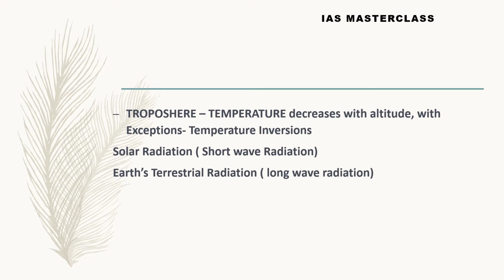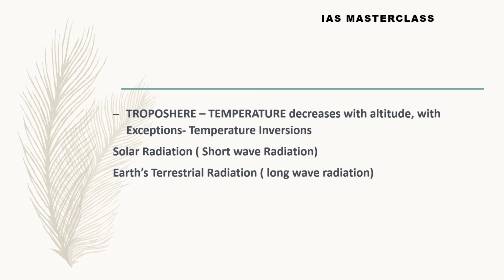heat from. Hence the atmosphere is primarily heated not directly from the sun's rays, incoming solar radiation, but from terrestrial radiation. That means what? That means the bottom layers near the surface of Earth will be warmer than the upper layers. Hence we can say temperature decreases in the troposphere with altitude. There can be exceptions in this, all right? And these exceptions are what is called temperature inversions. We'll deal with temperature inversions in detail in our next video.